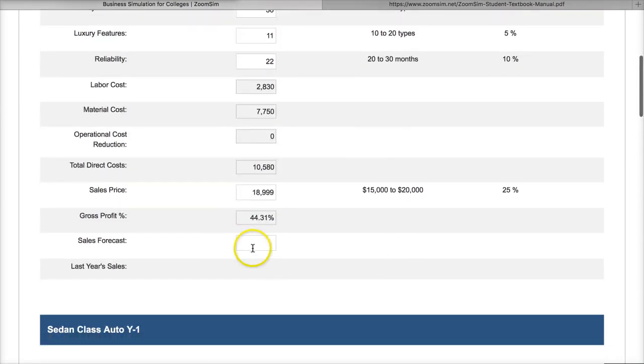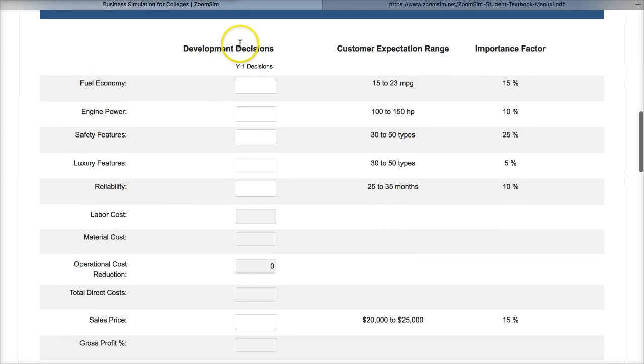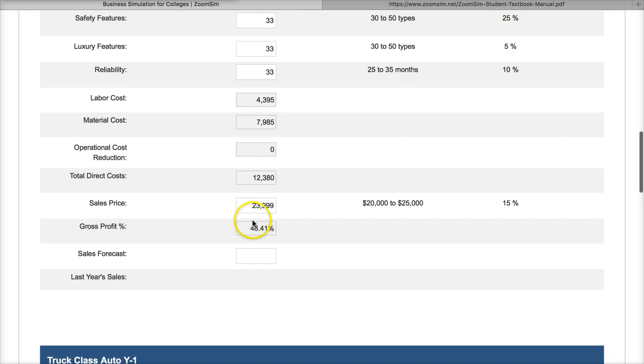Okay, so following, I'm going to put in what I think I could sell for each of these. And again, I'm just throwing some numbers in here, so I wouldn't exactly copy me. Okay, so I have above 40%.